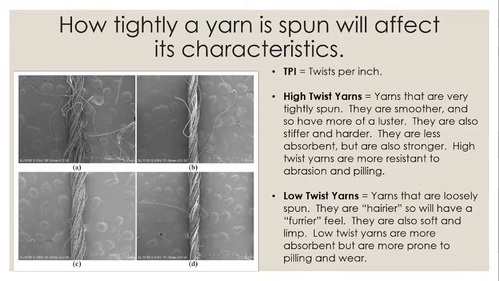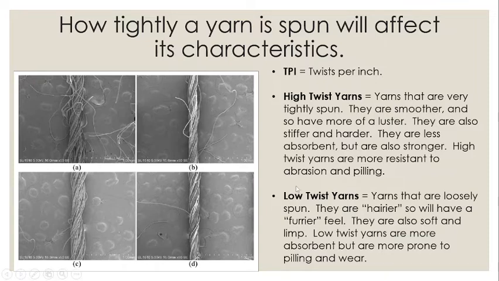When we look at our high twist yarns, they're smoother and have more luster. They are also stiffer and harder. They are less absorbent but are also stronger. High twist yarns are more resistant to abrasion and pilling. Now if some of those words seem a little confusing, don't worry, we're going to go into them more in detail in the subsequent slides.